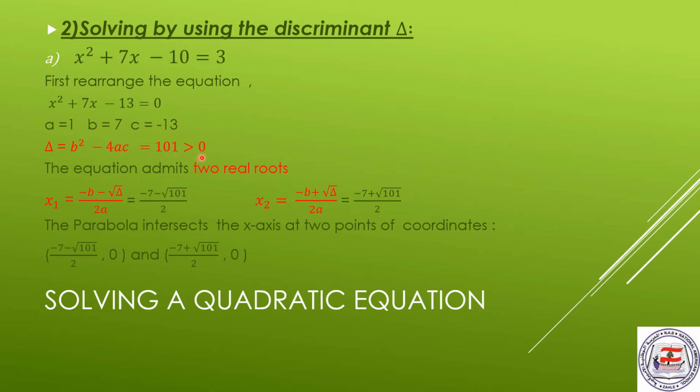So delta is positive. Delta is positive, it means the equation admits two roots or two solutions or two intersections with the x-axis. So x1 can be calculated in the form of minus b minus radical delta over 2a, so it gives minus 7 minus radical 101 over 2, and x2 gives minus 7 plus radical 101 over 2. As I said before, the parabola intersects the x-axis at 2 points of coordinates (x1, 0) and (x2, 0).